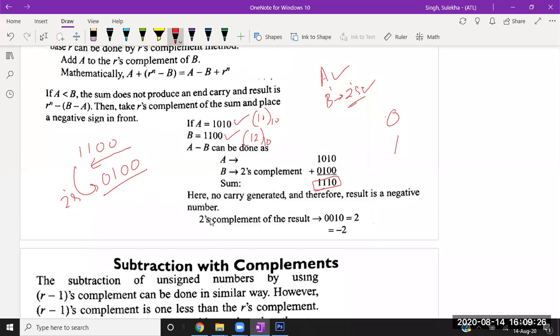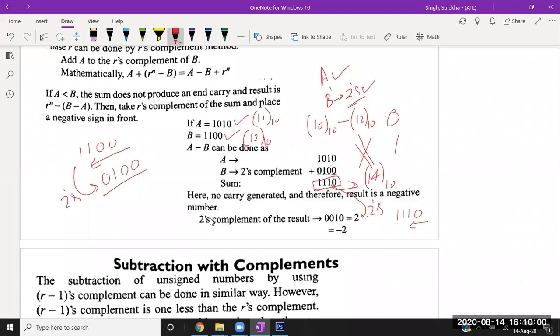But if you convert this number into decimal, you will end up with 8 plus 4 plus 2, that is 14 base 10. And you know that 10 base 10 minus 12 is not equal to 14. So what we will do? We will do the 2's complement of the answer. So my answer is 1110.